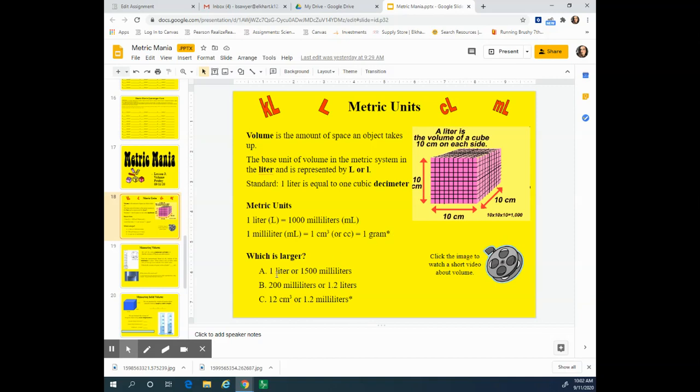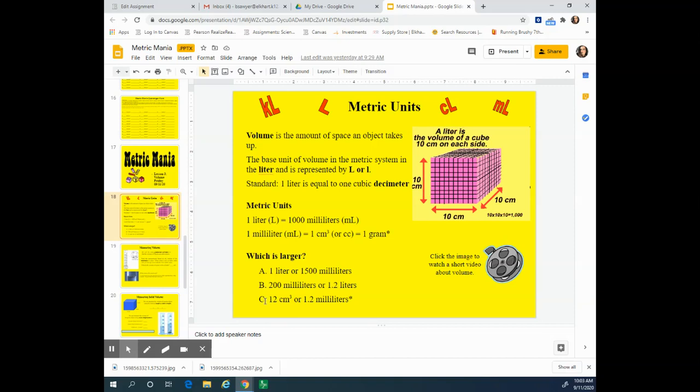So which one is going to be bigger, 1 liter or 1,500 milliliters? Now keep in mind 1 liter is 1,000 milliliters. So we could say this as 1,000 milliliters or 1,500 milliliters. Which one is bigger? If you said 1,500 milliliters, you are correct. Good job.